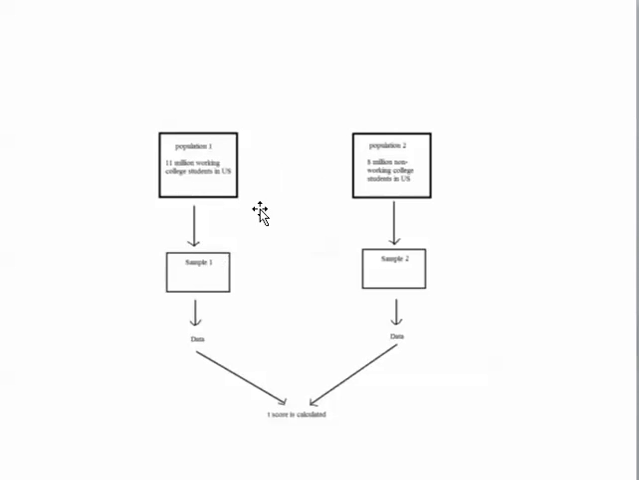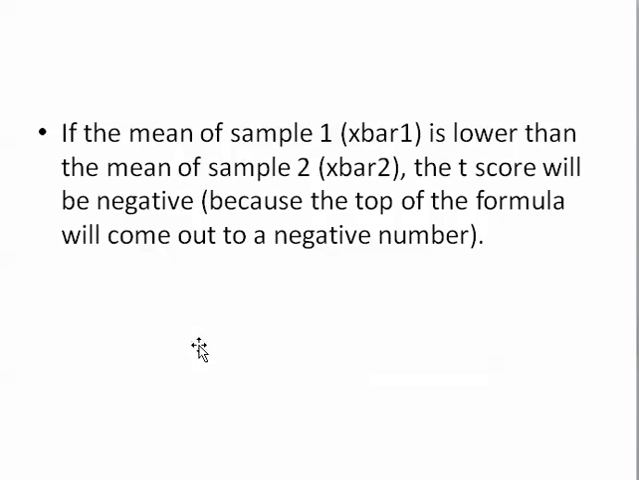This is just a diagram showing that you have these two populations. You're taking a sample of population 1 and a sample of population 2, and you're using the data that you get from sample 1 and the data that you get from sample 2 to calculate the t-score. And the t-score is calculated with the entire data set, meaning the data from sample 1 and the data from sample 2.